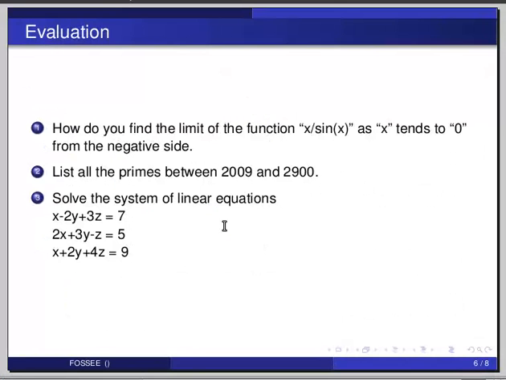So here are some self-assessment questions for you to solve. First one, how do you find the limit of the function x by sin x as x tends to 0 from the negative side? Second question, list all the prime numbers between 2009 and 2900. Then third one, solve the system of linear equations x minus 2y plus 3z is equal to 7, 2x is equal to 7, then 2x plus 3y minus z is equal to 5, x plus 2y plus 4z is equal to 9.